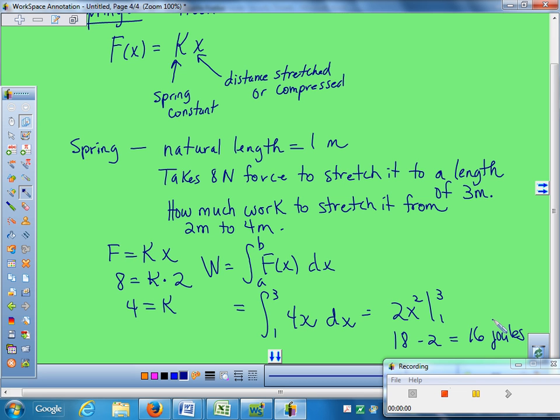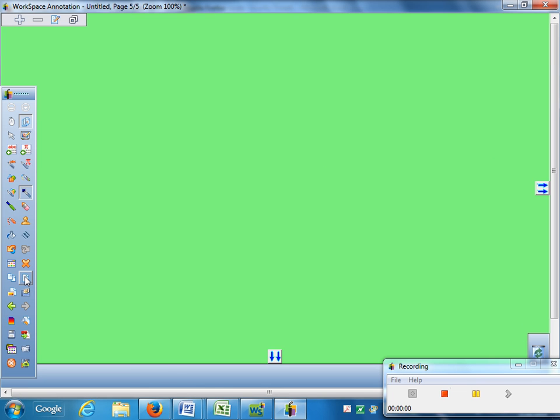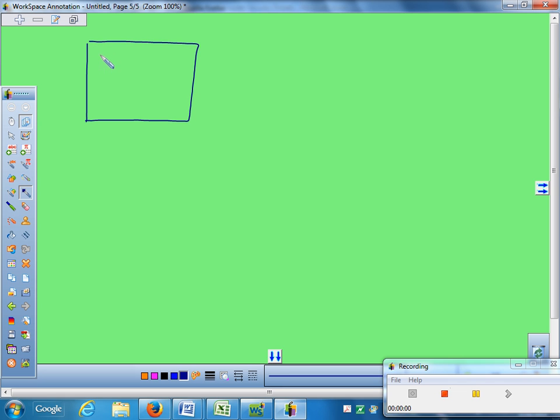Okay, the third kind in 7 minutes. Pumping water out of a tank, yeah. This is where it gets trickier. We'll give you the basic premise. We may not get the last one done here, because it's the trickiest one.